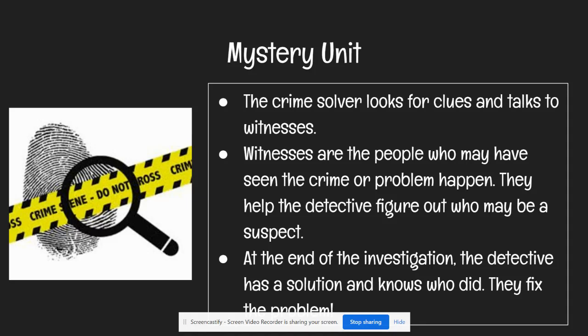The crime solvers or detectives look for clues and they talk to witnesses. Witnesses are our final character we're going to be learning about, and they're the people who may have seen the crime or the problem happen. They might have just been in the right spot at the right time and seen the whole thing happen, or maybe know something about the crime, and you need to get that information from them. They help the detective figure out who may be a suspect. At the end of the investigation, the detective has a solution, or he's figured out the problem and he knows who did it. And then he fixes that problem.